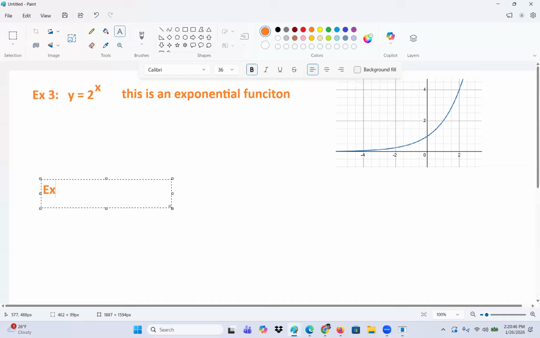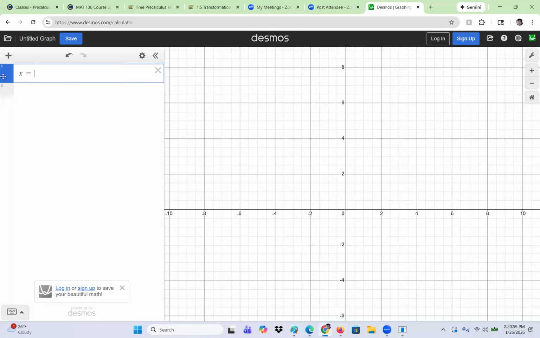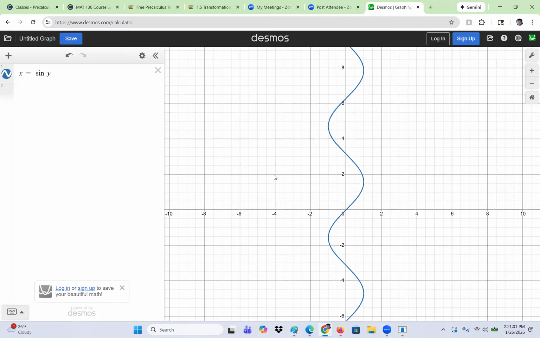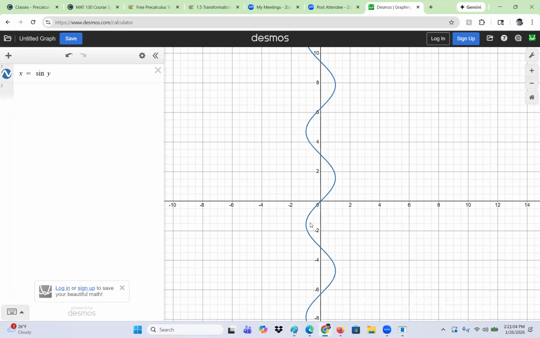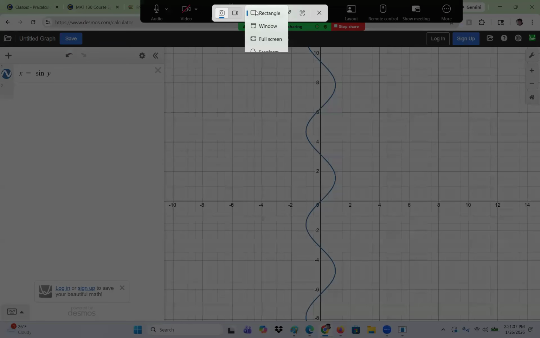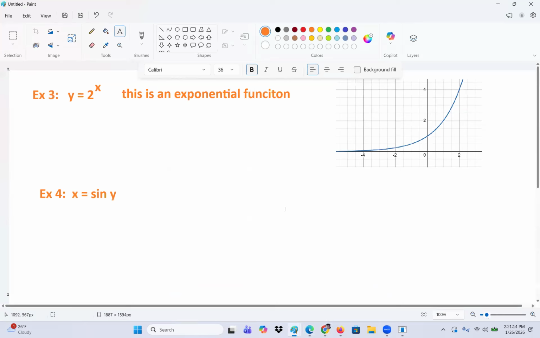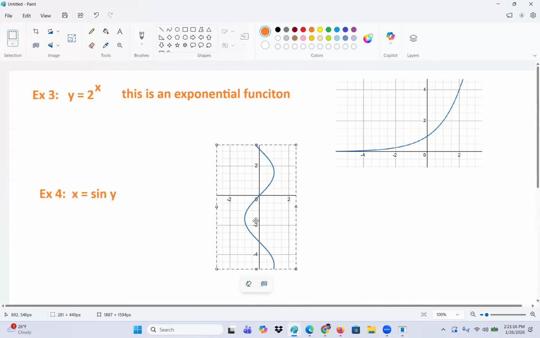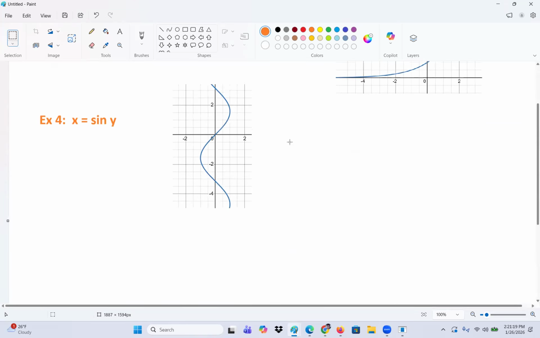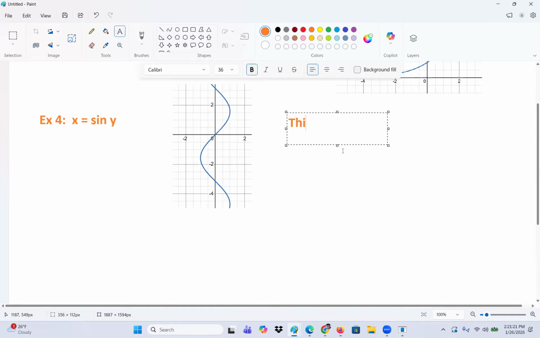However, let me show you something that is not a function. Let's say x equal to sine y. When you look at that, it doesn't start with y equal to, so this is not a function. When you draw a vertical line, it doesn't pass the horizontal line test. I'm sorry, the vertical line test. So this is not a function.